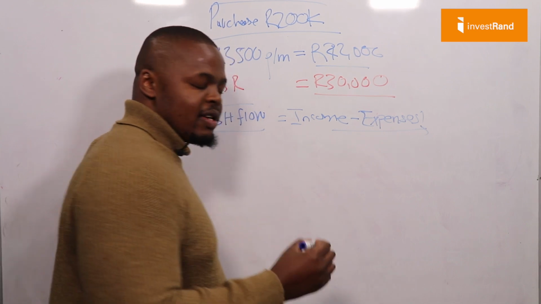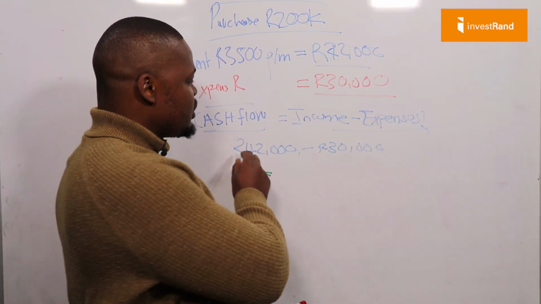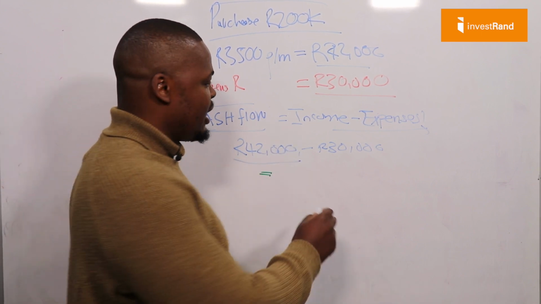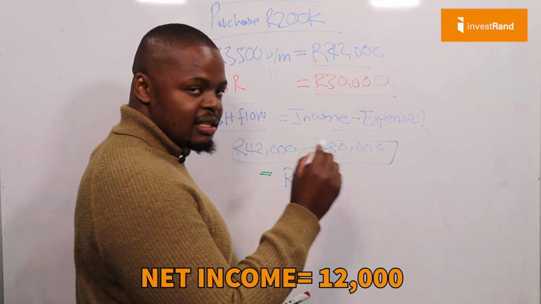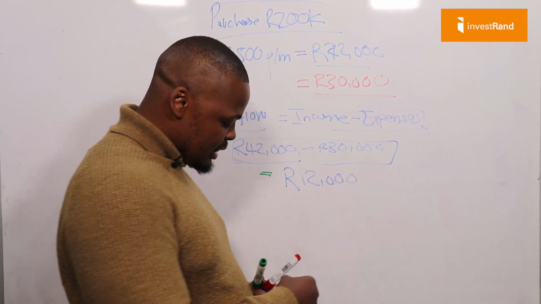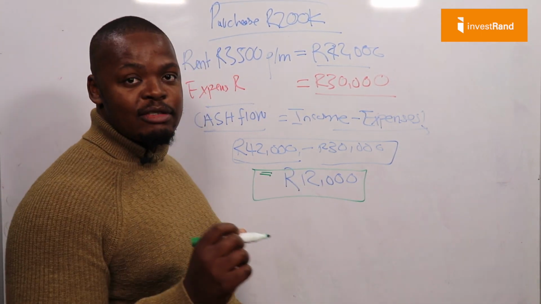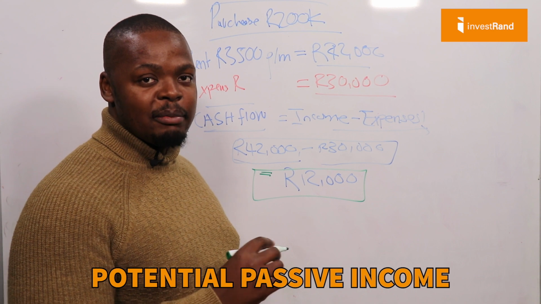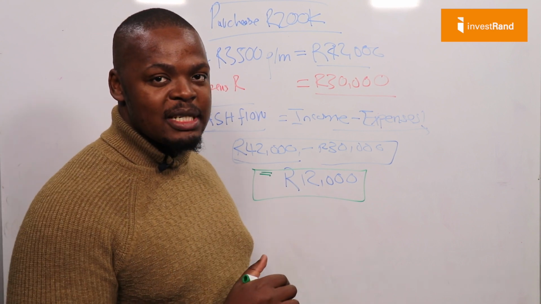As a property investor, you need to understand how to do this formula. So if you take your 42,000 Rand annual income and subtract your 30,000 Rand annual expenses, you get a net income of 12,000 Rand. And this here is your cash flow: 12,000 Rand cash flow and your potential passive income. So this is where the magic happens when it comes to your property investing.